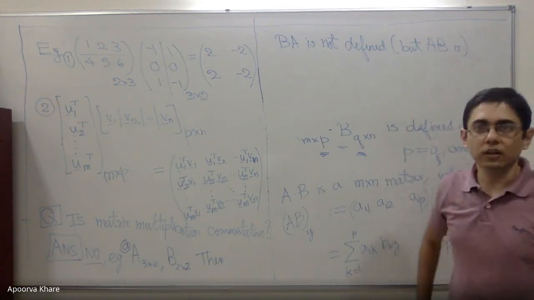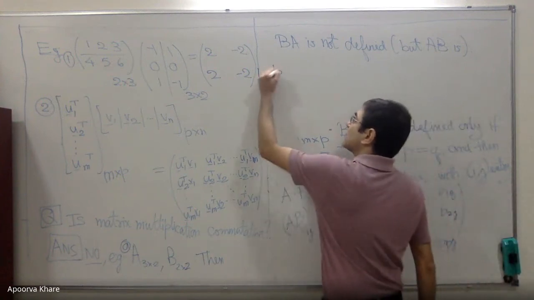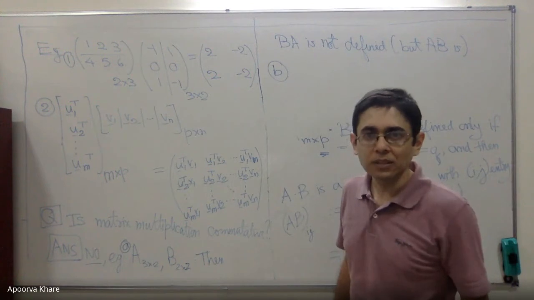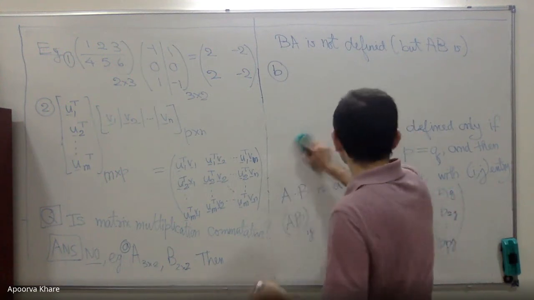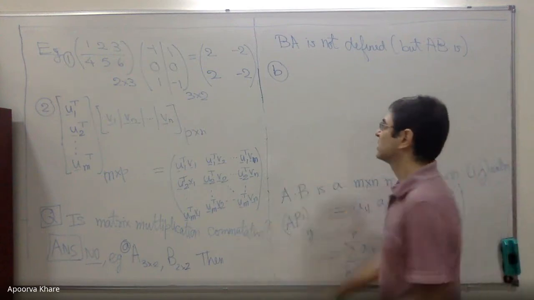Okay, so that's the first reason why matrix multiplication is not commutative. But now suppose it is defined, right? Suppose AB and BA are both defined. Then can they be the same? Do they have to be the same? And the answer is again no, for again a simple reason.